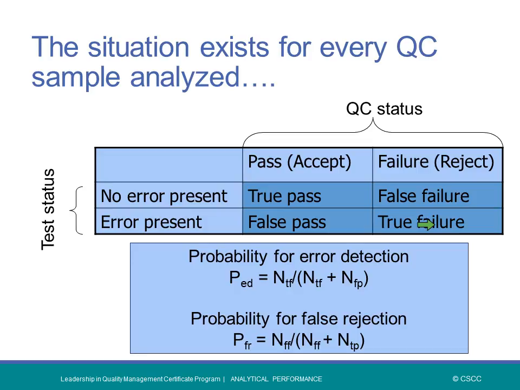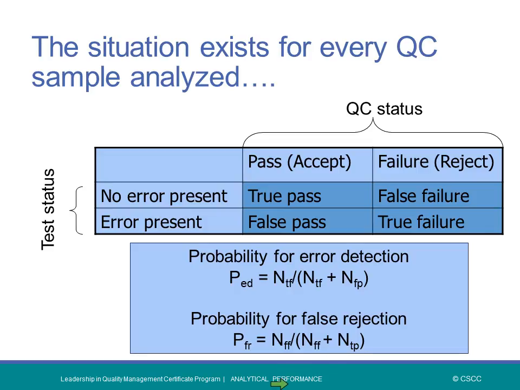From these terms, we can calculate a probability of error detection and a probability of false rejection. This must be optimized. We want high probability for error detection and low probability of false rejection. This one is a headache. It consumes resources of time and money unnecessarily.